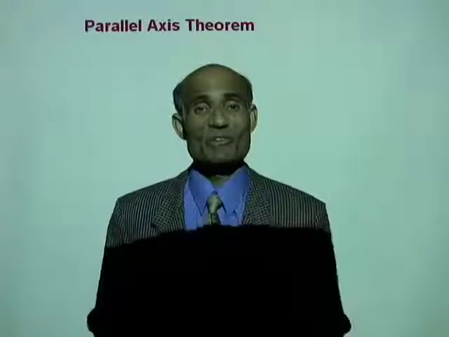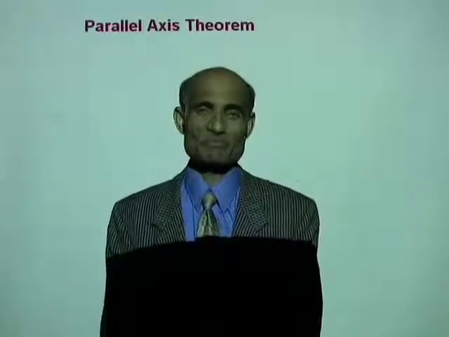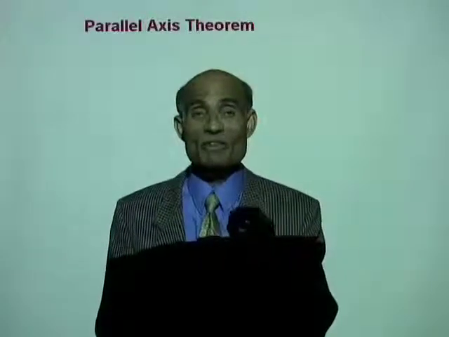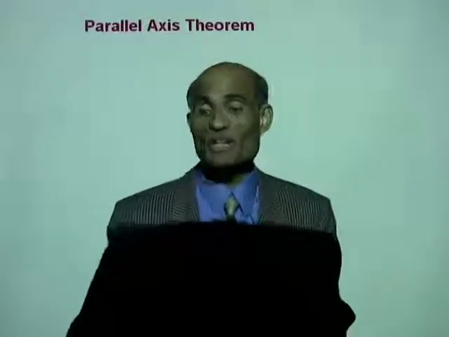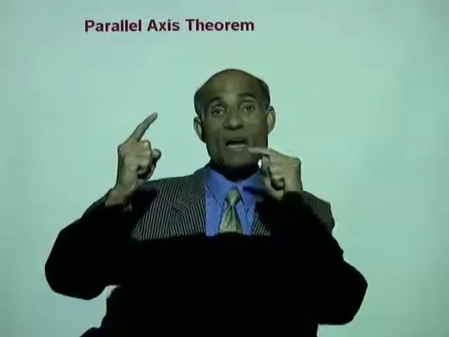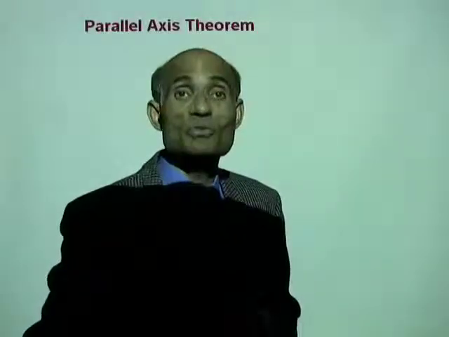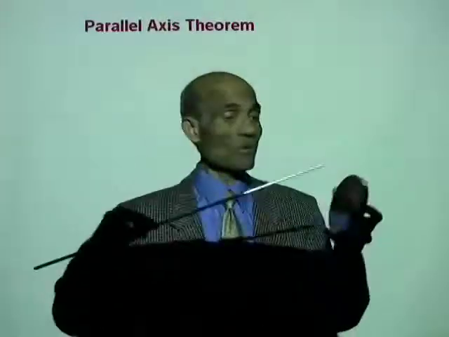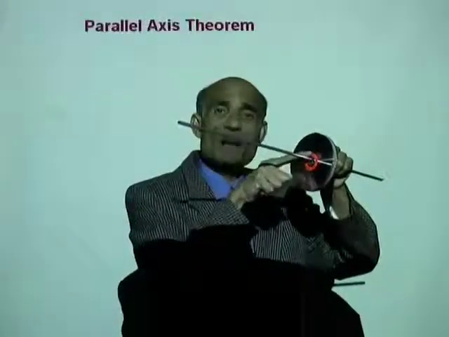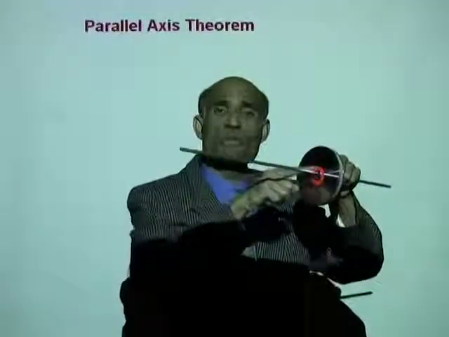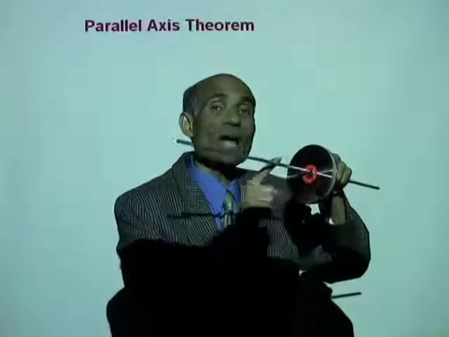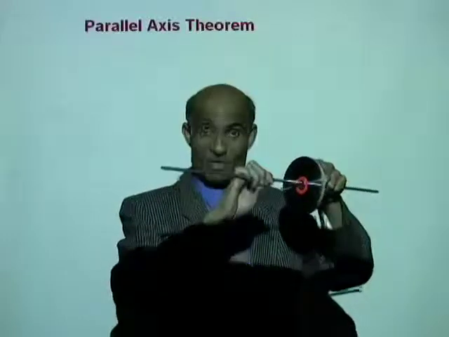We will now discuss the parallel axis theorem. The parallel axis theorem gives us a method of finding the moment of inertia of an object about any other axis other than the axis that passes through the center of mass. For example, you know that the moment of inertia of a disk about an axis that passes through its center of mass is 1/2 mr squared. Is that right?